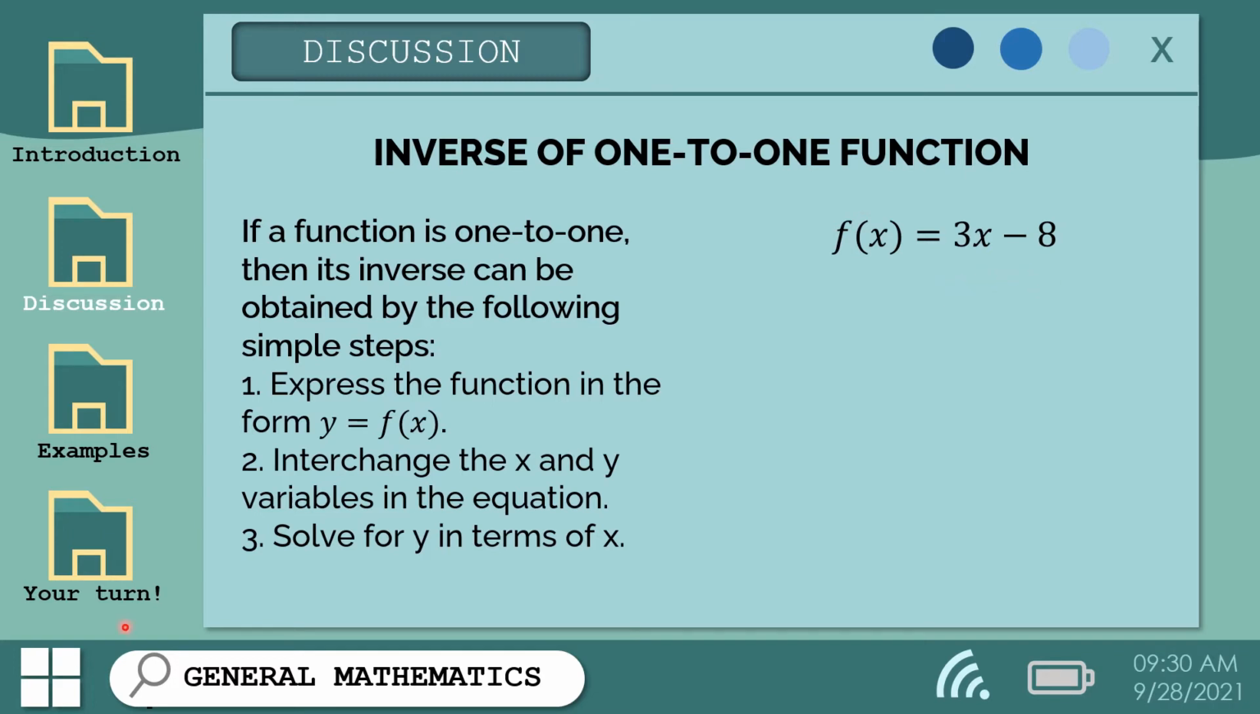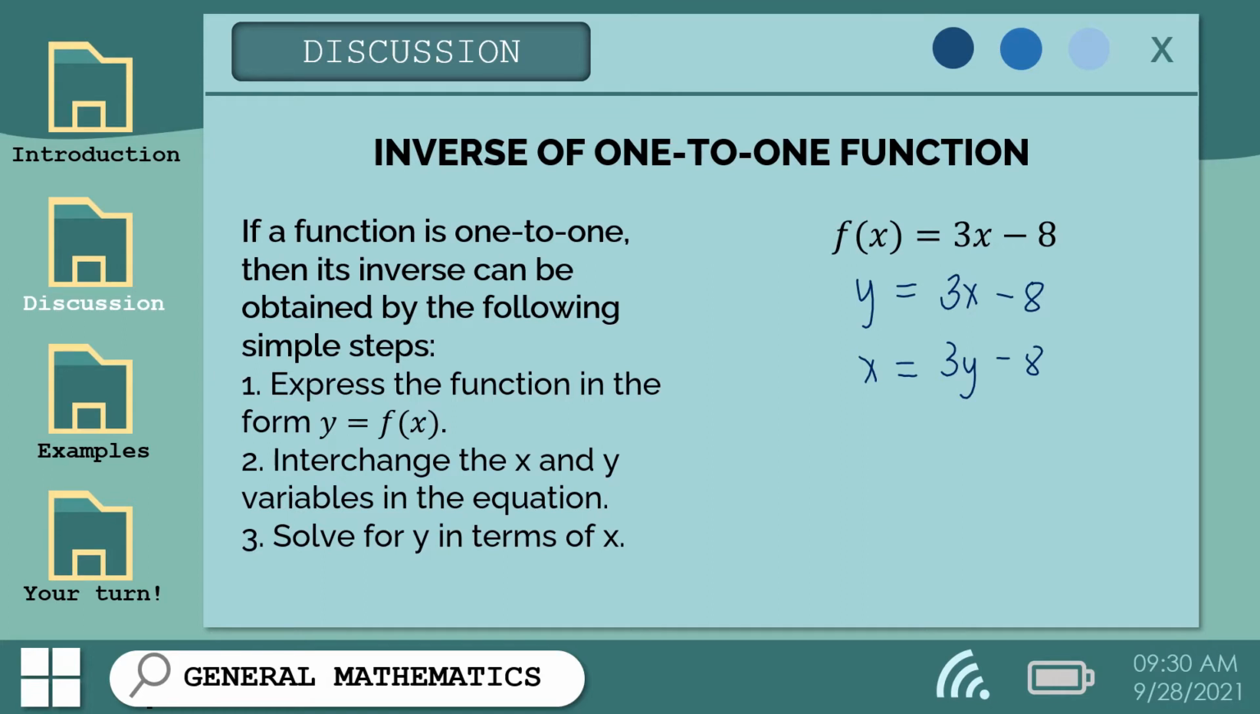So, to get its inverse, una, syempre, let's express this function in the form of y is equal to f of x. So, yung f of x natin ay equal din po siya sa y. So, that will give us y is equal to 3x minus 8. Ngayon, second step, we interchange the x and y variables in the equation. So, ang mangyayari, itong y magiging x at yung x natin ay magiging y. So, nag-interchange na po sila.